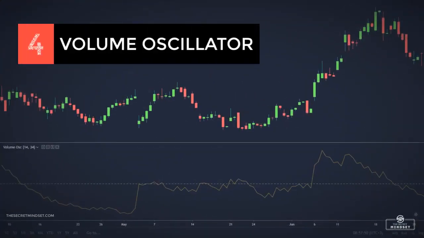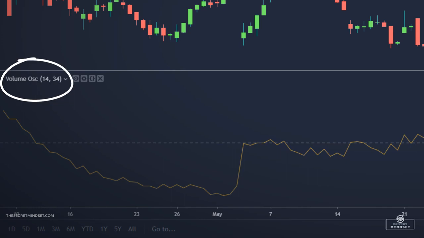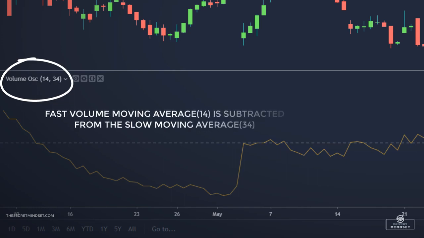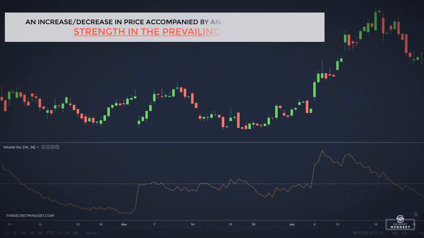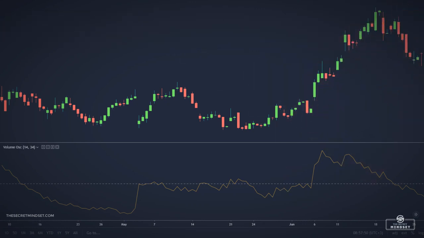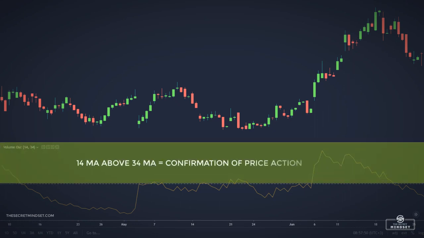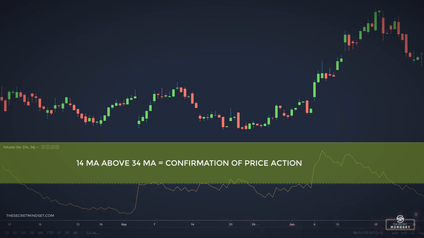Volume oscillator is another useful tool. The volume oscillator consists of two moving averages of volume, one fast and one slow, the fast volume moving average being subtracted from the slow moving average. An increase or decrease in price followed by an increase in volume may be considered a sign of strength in the prevailing trend. Therefore, when the fast volume moving average, the default 14 period, is above the slow volume moving average, the default 34 period, the volume oscillator is above the zero line and may be confirming price direction, whether it will be up or down.